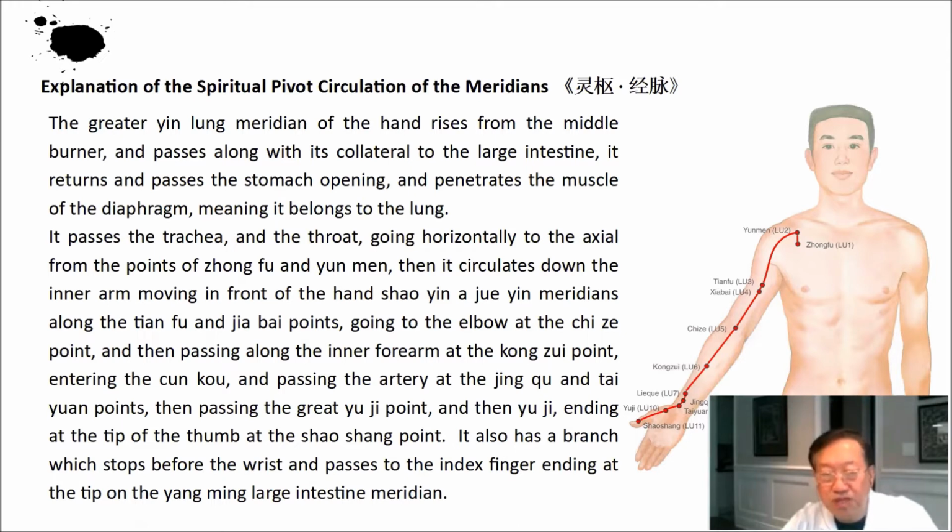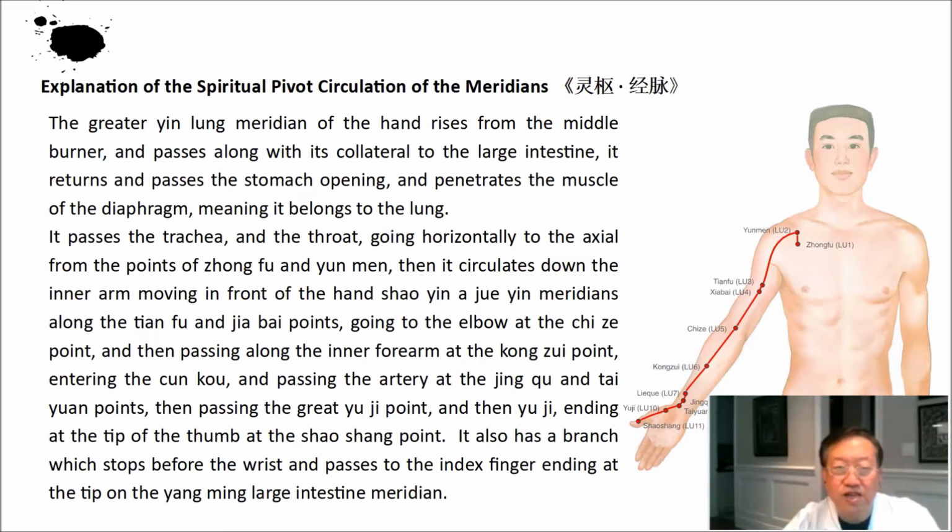It passes the trachea and the throat, going horizontally to the axilla from the points of Zhongfu and Yunmen. Then it circulates down to the inner arm, moving in front of the Hand Shao Yin and Hand Jue Yin meridians, along the Tianfu and Xiabai points, going to the elbow at the Chize point, and then passing along the inner forearm at the Kongzui point, entering the cunkou and passing the artery at the Jingqu and Taiyuan points, then passing the Great Yuji point, and then Yuji, ending at the tip of the thumb at the Shaoshang point.